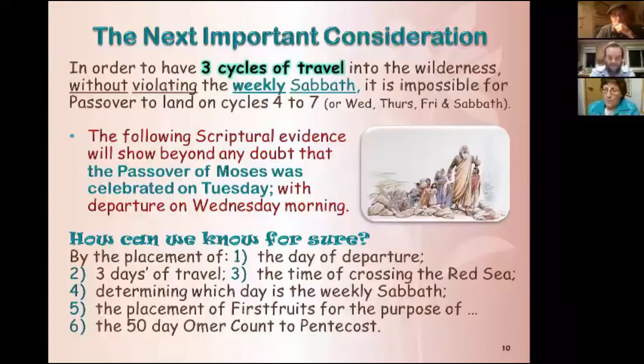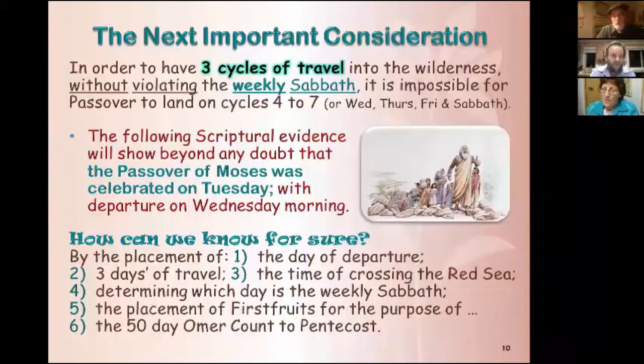Let's look for it. And when you say 3 cycles of travel, you're saying 3 days of travel. Is that right? Yes. Sometimes people get confused when you say the word day, and they expect that you just mean the light season when there's light in the sky. And so that is why we say cycles, because that designates a 24-hour period, and there's no confusion.